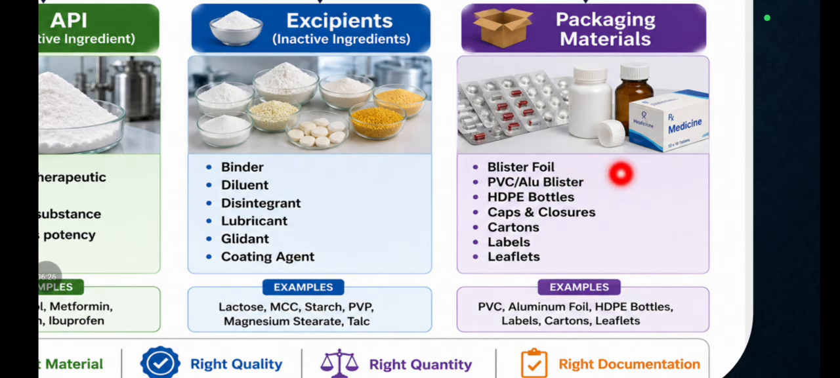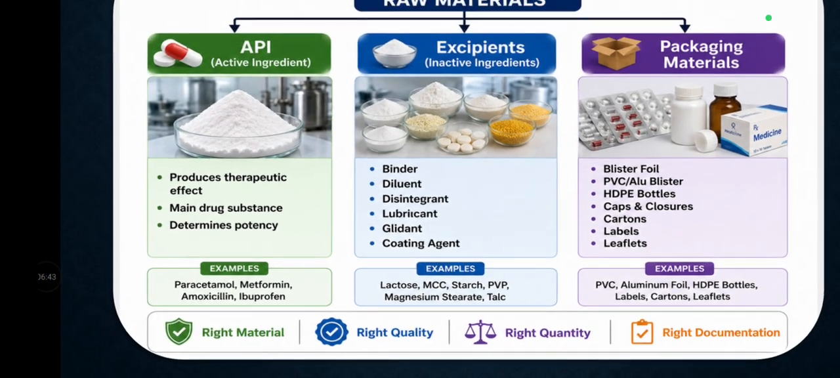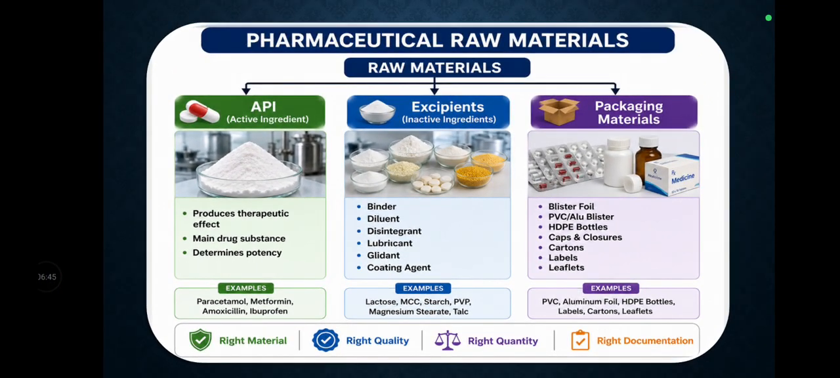So it is nothing but blister foil, PVC, then SDP bottles, caps, closures, then cartons, labels, etc. So these are the examples, that is PVC, aluminum foil, SDP bottle, cartons, etc. These are the three types of raw materials which are used during this journey of the tablet. So if they use the right materials, right quality and right quantity, with the right documentation, that will be beneficial to that particular dosage form.